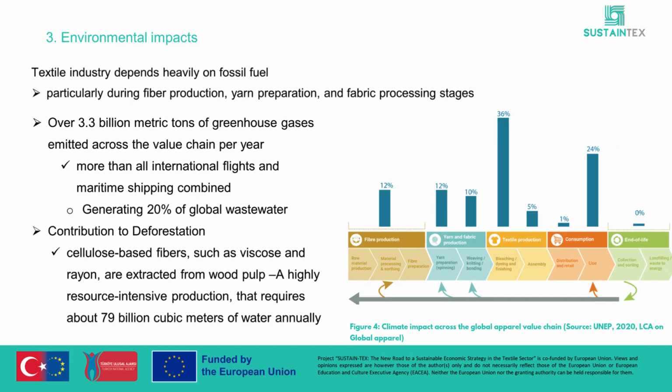Environmental impacts. The textile industry depends heavily on fossil fuel, particularly during fiber production, yarn preparation, and fabric processing stages. Over 3.3 billion metric tons of greenhouse gases are emitted across the value chain per year. That is more than all international flights and maritime shipping combined. The textile industry is also responsible for generating 20% of global wastewater.